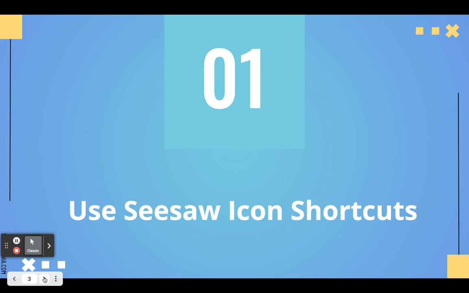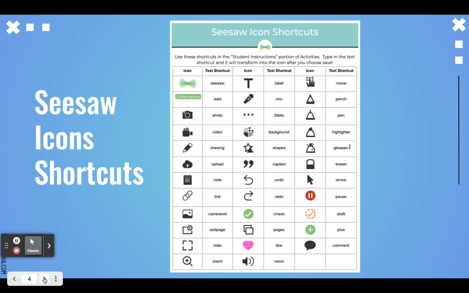When creating activities, it is best practice to use Seesaw icon shortcuts. Here you see a collection of icon shortcuts. When you are creating these activities and you want, for example, students to use their drawing tool, in the instructions, follow this pattern: colon, the word, which in this case is drawing, and colon. And when you press save on your activity, the students will see the pencil icon.